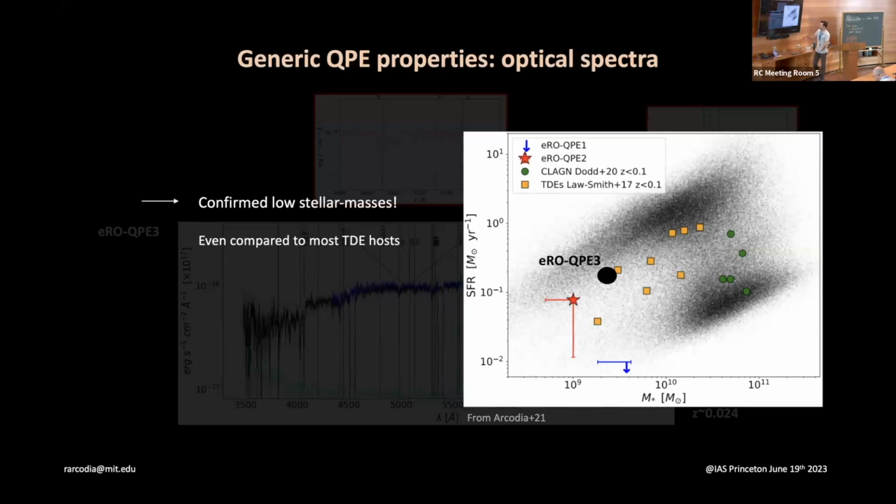Regarding the stellar mass of eROQP3, it's still fairly low. We can discuss later whether this is an observational bias or not.